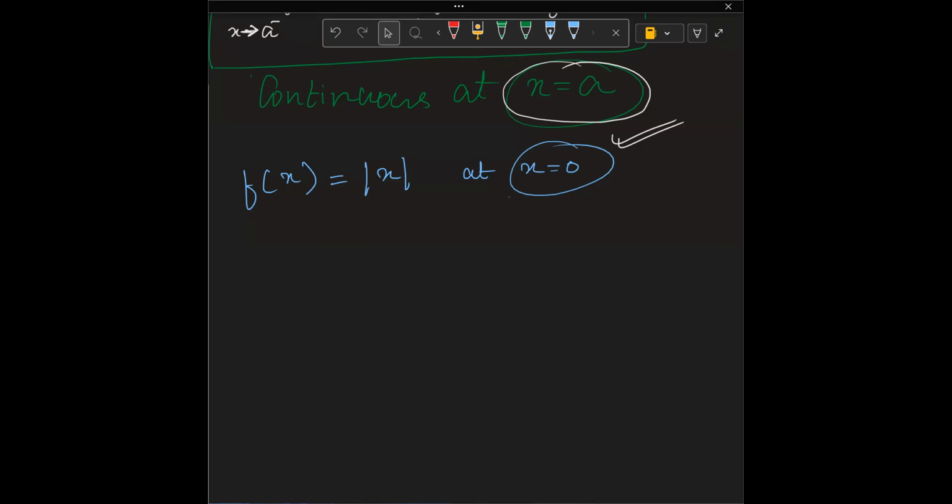आपने सॉल्व किया इस क्वेश्चन को? Yes, sir. एक और बार चेक करो. Why is this continuous? What is your LHL? Tell me the steps you have gone through for this question. So first I put the value of x in the modulus. I have to put the value of x as 0 in the modulus of x.